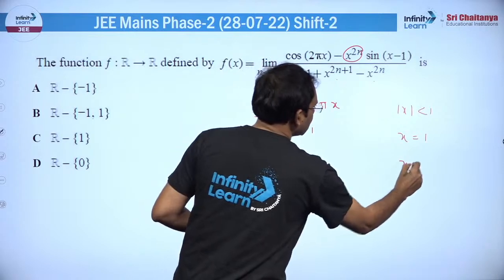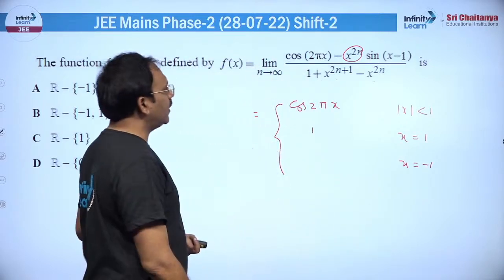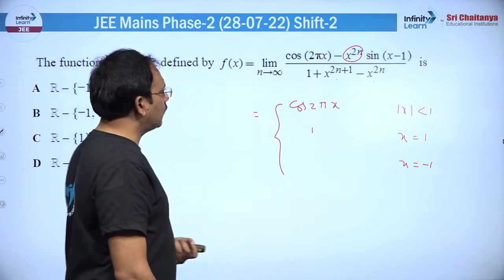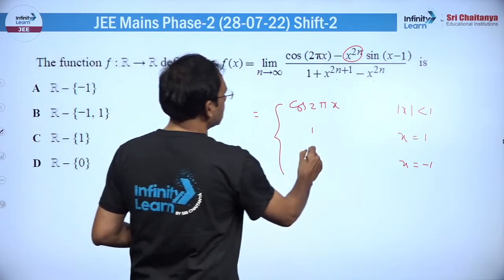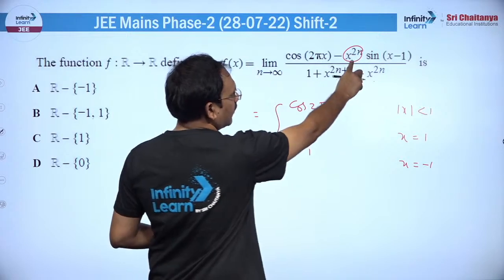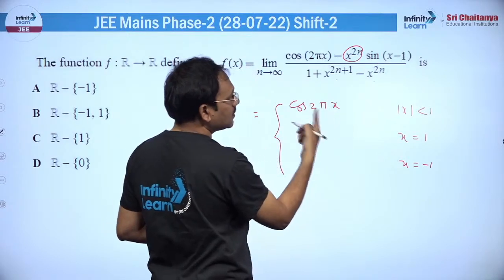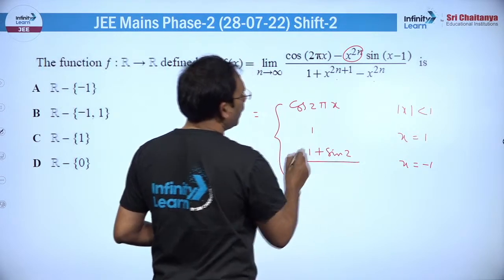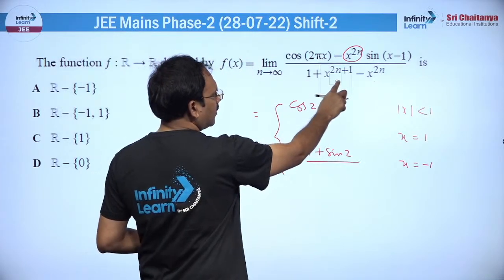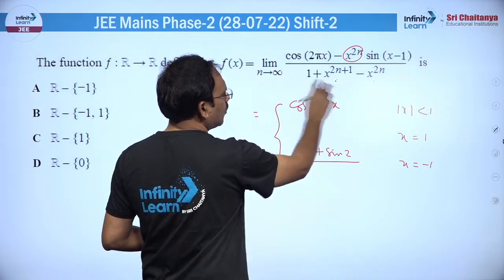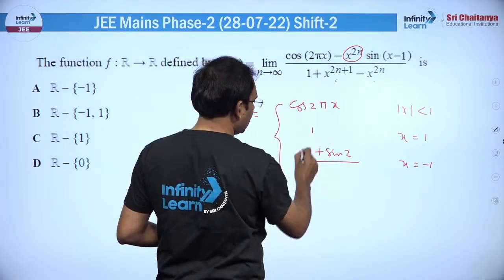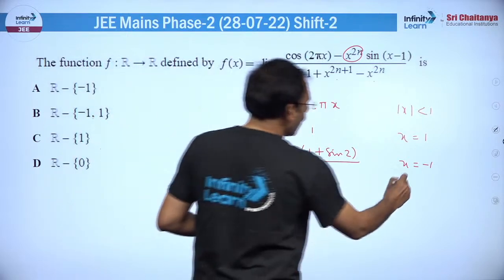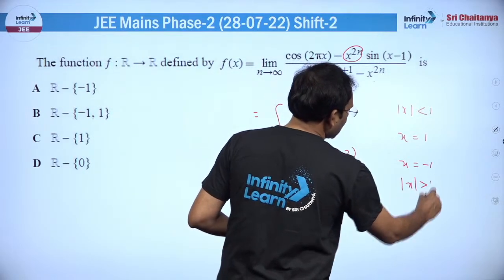If x is minus 1, you will get cos 2 pi is going to be cos 0 is 1, I can say this is 1, this is minus 1 in the sense this is minus sine of minus 2 means plus sine of 2, by this is minus 1, so you can say these two got cancelled, this is minus 1, so minus of this you will get. And what if mod x value is greater than 1?